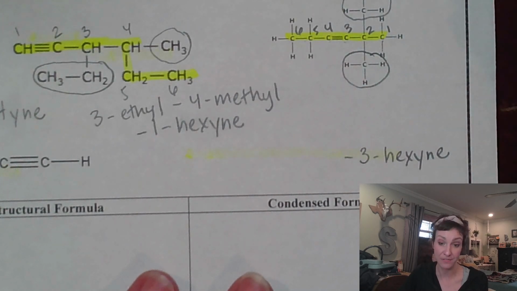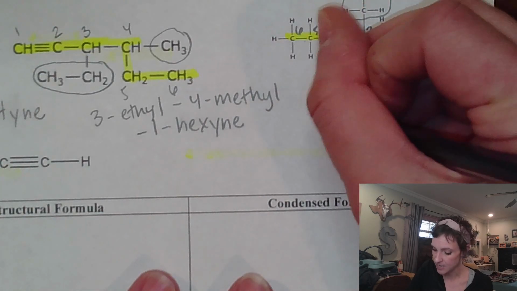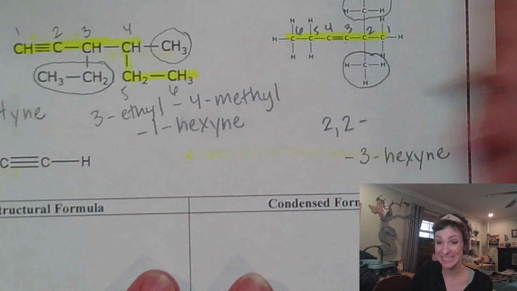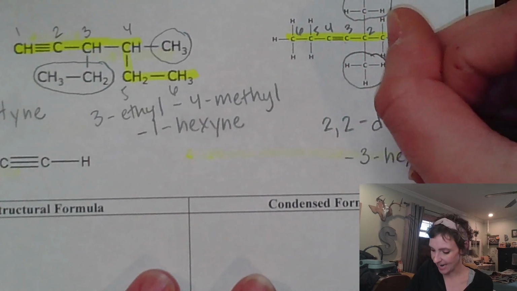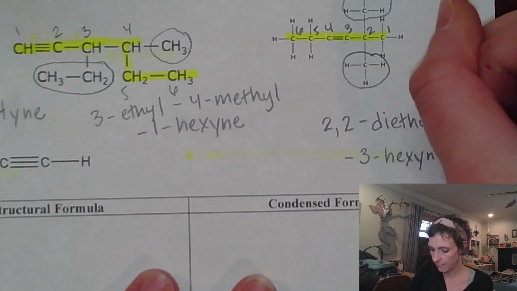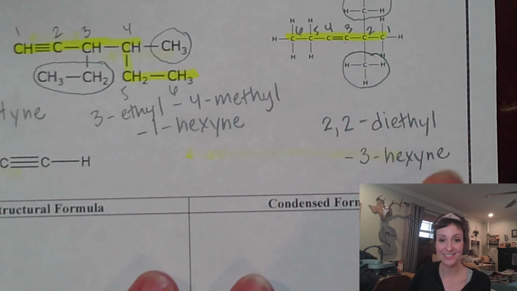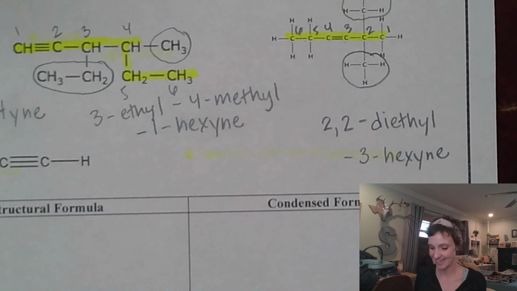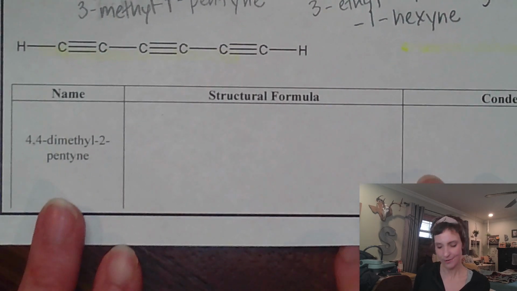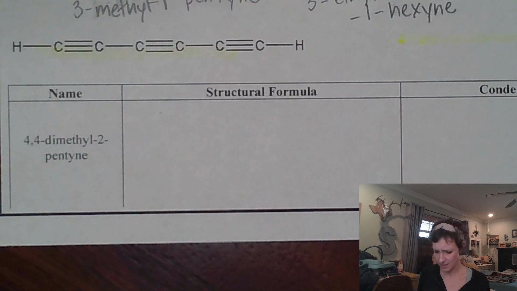They are both coming off of carbon number 2. So I'm going to call this 2,2-dimethyl-3-hexyne. Amazing. Okay, now let's practice drawing some of these structures. Oh my gosh, so many numbers and things.